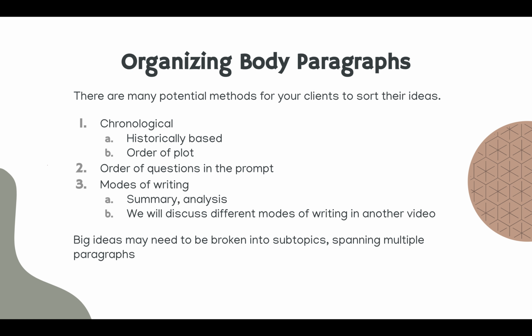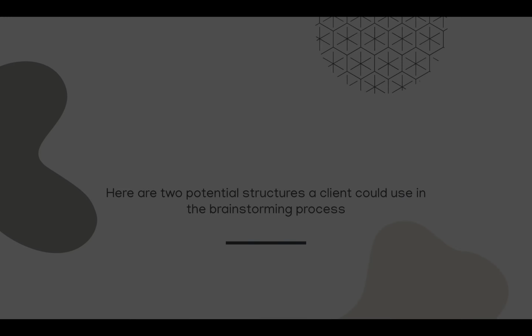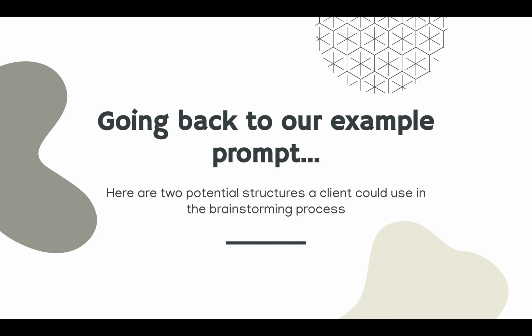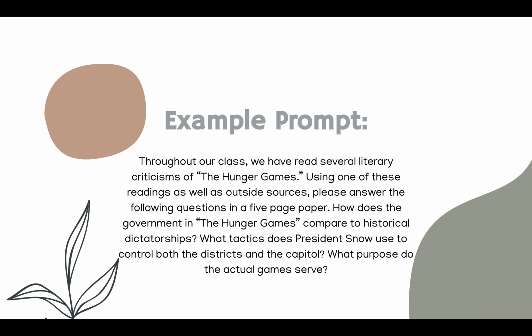All right, so let's go into some examples using that example prompt. Just a reminder, this is our example prompt. Throughout our class, we have read several literary criticisms of the Hunger Games. Using one of these readings as well as outside sources, please answer the following questions in a 5-page paper. How does the government in the Hunger Games compare to historical dictatorships? What tactics does President Snow use to control both the districts and the capital? What purpose do the actual games serve?